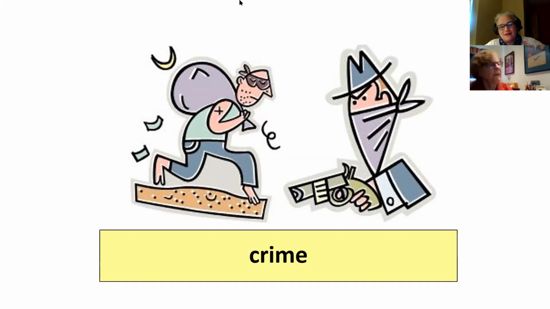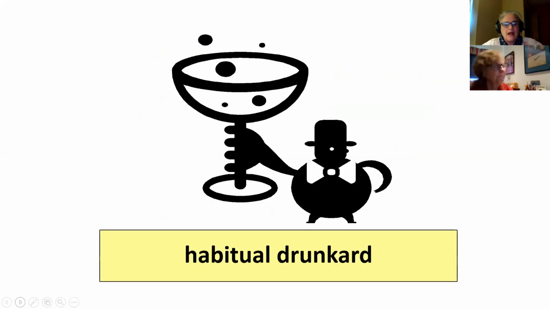Right. Have you? No, but hopefully you're an upstanding citizen and haven't had any problems with the law, with the police. So the question is, what is a crime? What's a good definition for crime? When you do something against the law. It's not legal. Something that's not legal. Another one is break the law. Have you ever been a habitual drunkard?